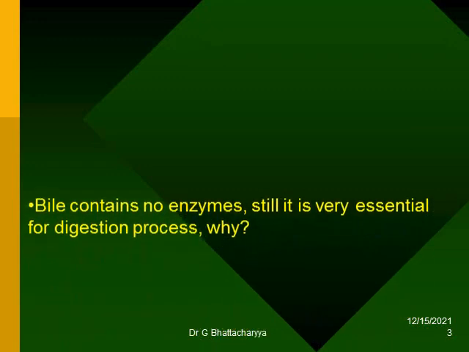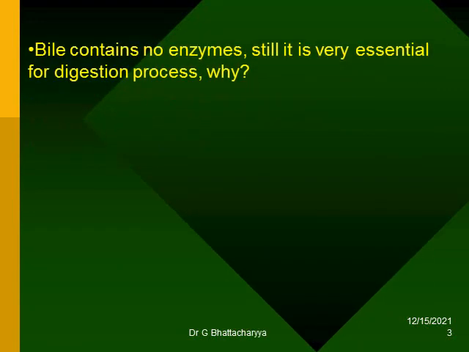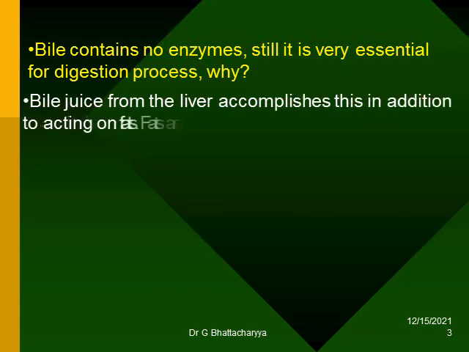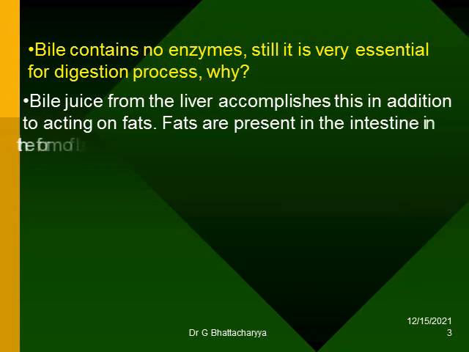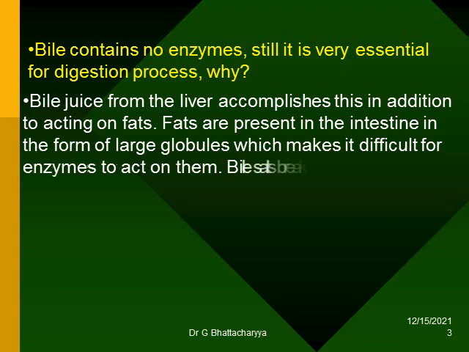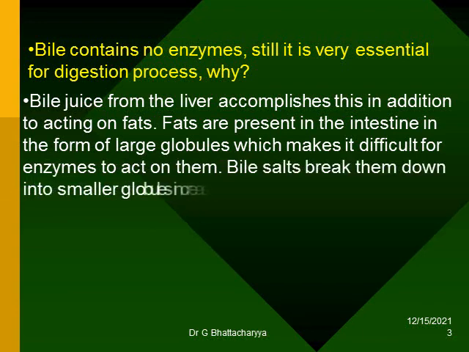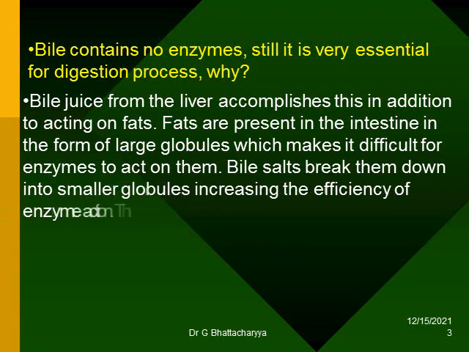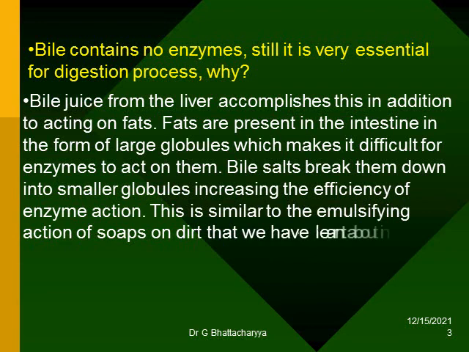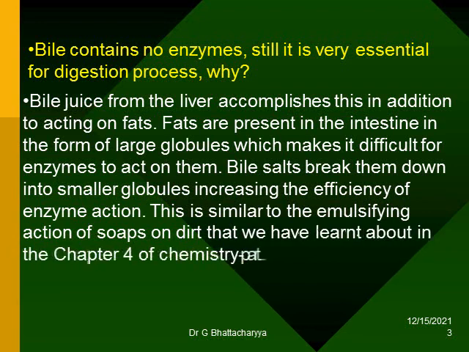Bile contains no enzymes. Still, it is very essential for the digestion process. Why? Bile juice from the liver accomplishes this in addition to acting on fats. Fats are present in the intestine in the form of large globules, which makes it difficult for enzymes to act on them. Bile salts break them down into smaller globules, increasing the efficiency of enzyme action. This is similar to the emulsifying action of soaps on dirt, as we have learned in chapter 4 of the chemistry part.